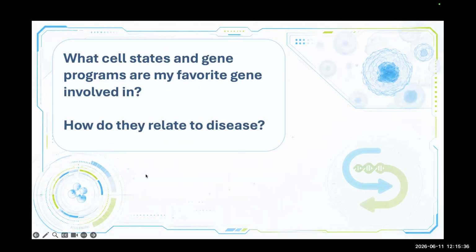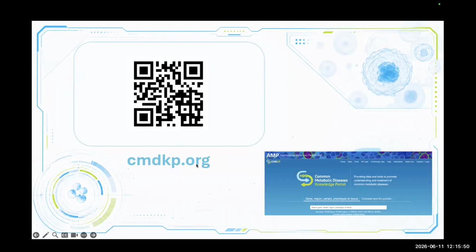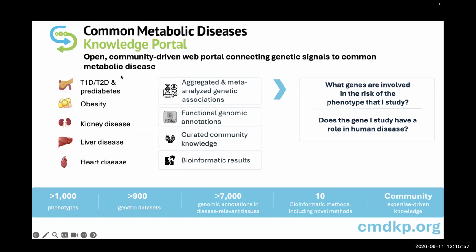Have you ever asked the question, what cell states and gene programs is my favorite gene involved in, and how do these relate to disease? If you have, the feature that I'm about to show you will help you to address those questions. We've made this available on our website, which is cmdkp.org. And for those who are unfamiliar, our Common Metabolic Diseases Knowledge Portal, or CMDKP, is an open, NIDDK-funded, community-driven web portal that connects genetic signals to common metabolic diseases.